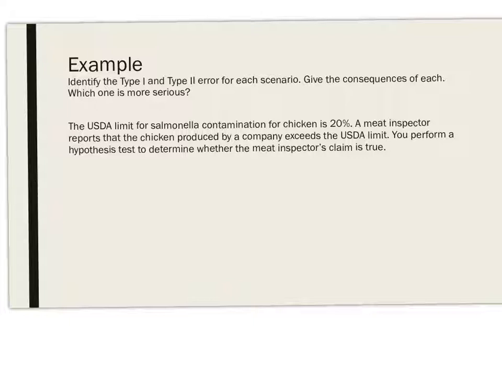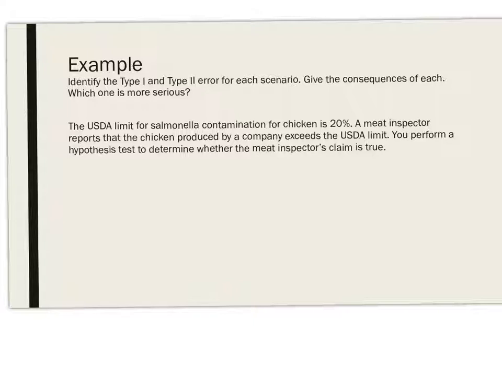So in this example, it says, identify the type 1 and type 2 error for each scenario. Give the consequences of each. Which one is more serious? So this is what errors do. Errors present the seriousness problem. And here's how it works. The USDA limit for salmonella contamination for chicken is 20%. A meat inspector reports that the chicken produced by a company exceeds the USDA limit. You perform a hypothesis test to determine whether the meat inspector's claim is true.